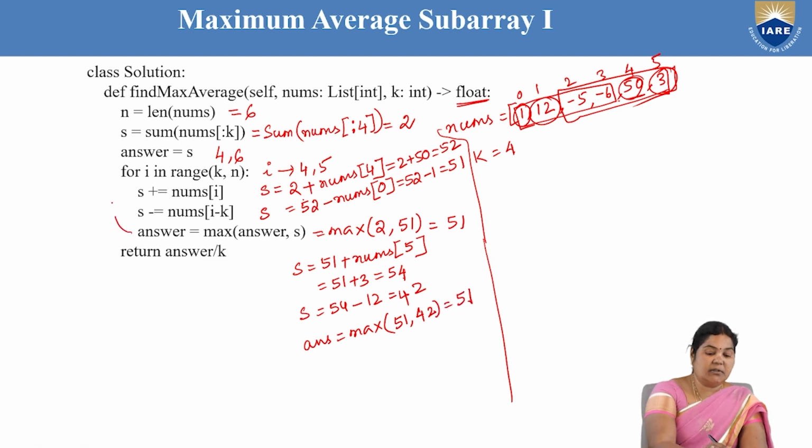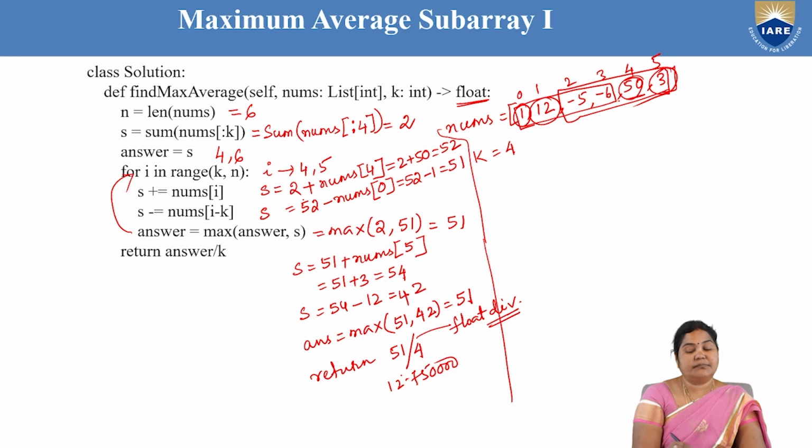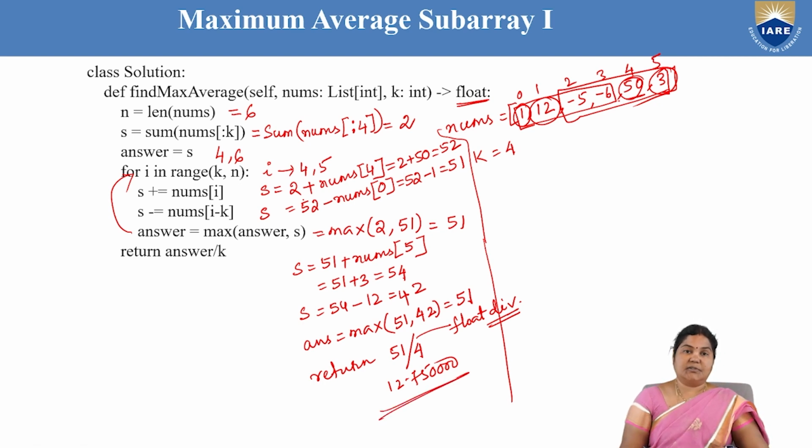So the for loop has run 2 times. Third time this loop is going to stop. Now finally, what you have to return? You have to return answer by k. So answer is 51 divided by k value 4. It is called float division in Python, which will give you 12.750000. So this is the answer. I hope this question is understood to everyone. So this is the way the sliding window approach should be used for this problem.